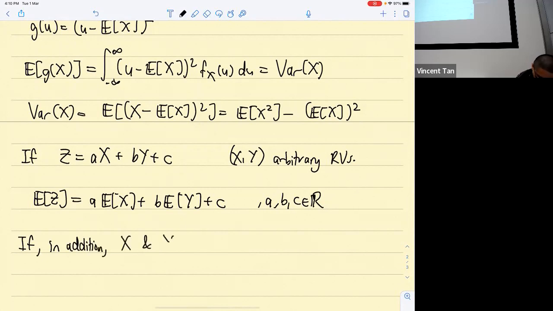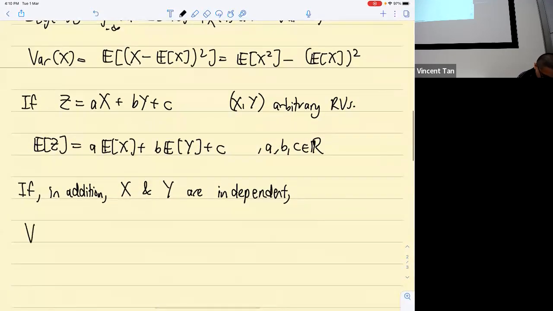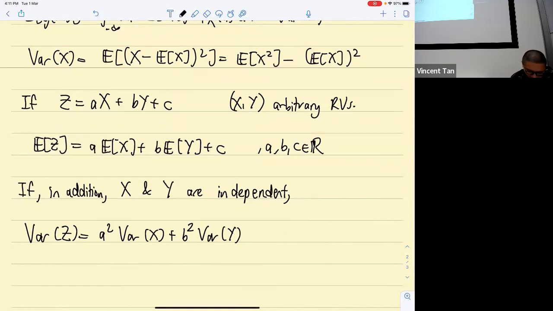Now, if in addition x and y are independent, then we can say more. Then we can say something about the variance of z. In particular, the variance of z is a squared variance of x plus b squared variance of y. Note that this formula holds when x and y are independent. When x and y are not independent, then there are some extra terms here that we will talk about later on. So these are some standard things that we already should know, and I don't want to belabor the point because I have already talked about it last time.